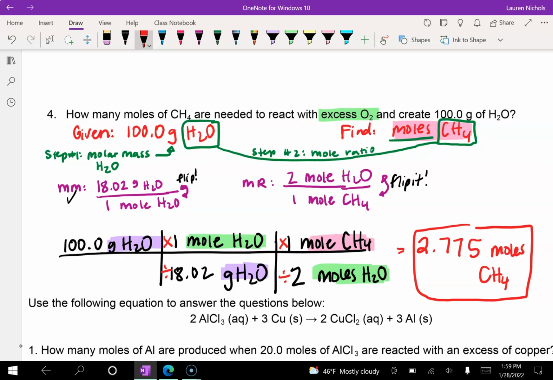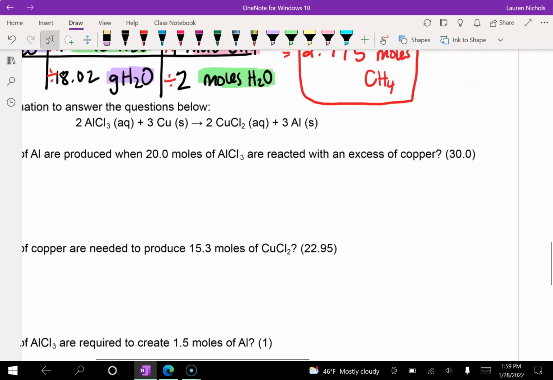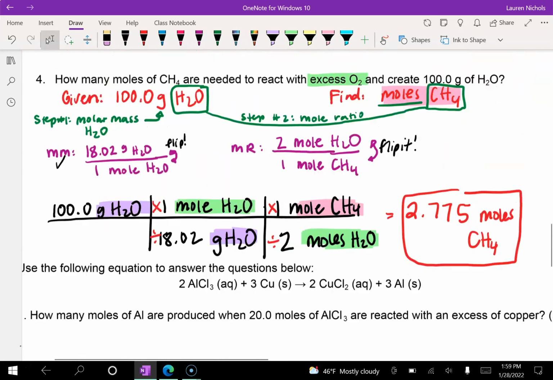So go ahead and work on the other practice problems, and notice that the answers are in parentheses for you to be able to check your work. Good luck.